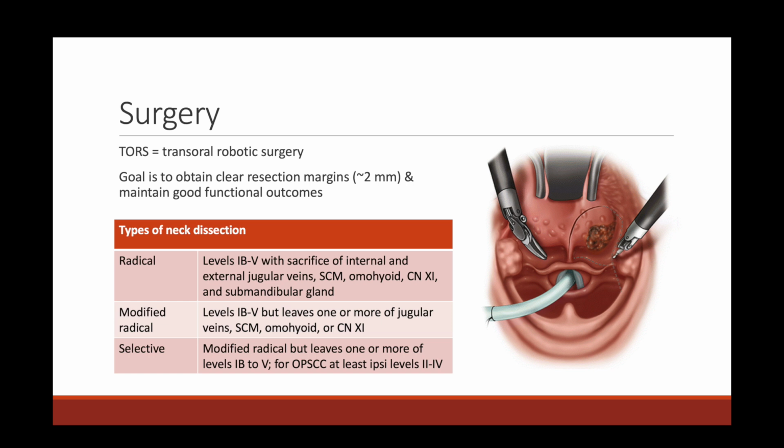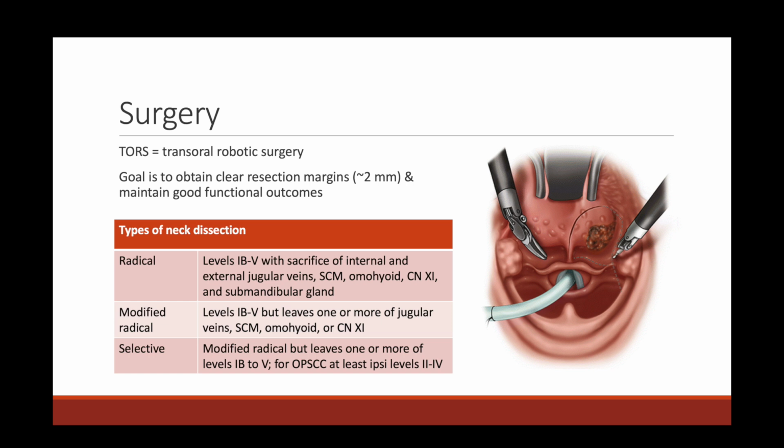So we talked about the primary, right? We try to obtain clear margins, maintain good functional outcomes. And in terms of the neck dissection, I would say that has lessened in intensity as well. Radical neck dissection involved removing levels 1B through 5 and sacrificing several structures, including internal and external jugular veins, sternocleidomastoid, omohyoid, cranial nerve 11, and the submandibular glands. The modified radical neck dissection is the same, but trying to leave one or more of the jugular veins, SCM, omohyoid, or cranial nerve 11 intact.